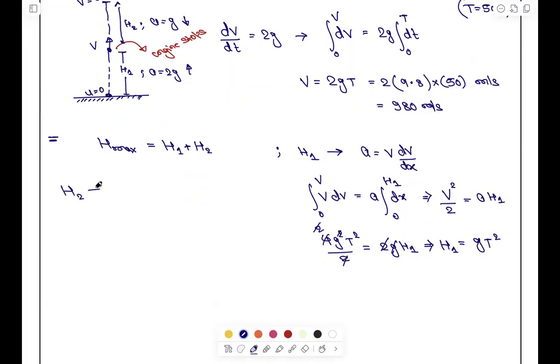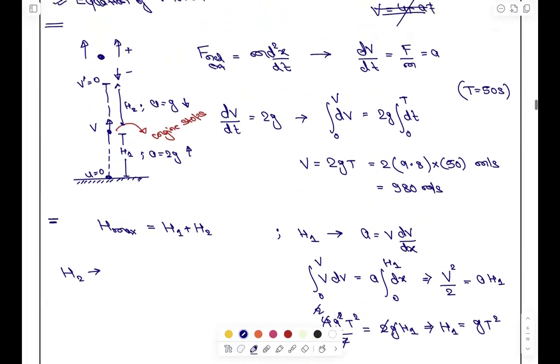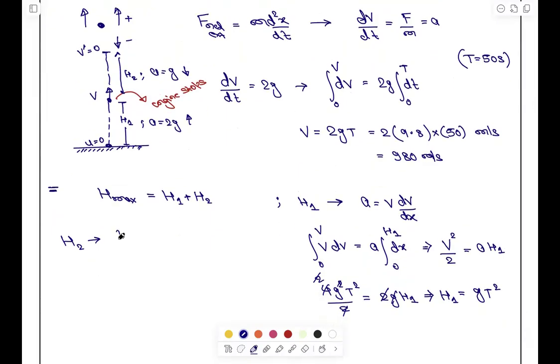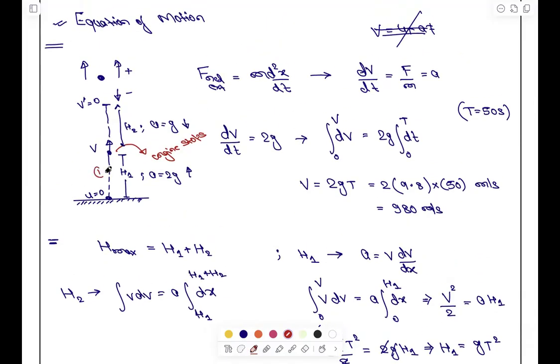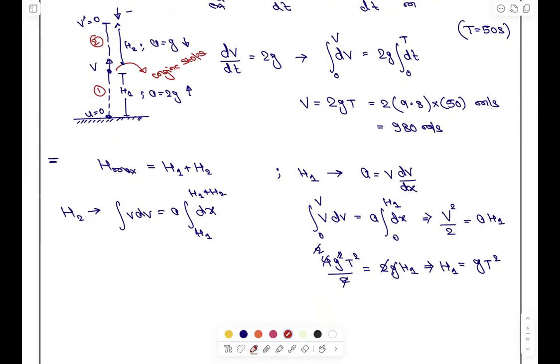For h2, what can we do? We know it is going from v. The same thing we can apply here also. So integration of v into dv is equal to a into dx. This is for the first scenario we were talking about, and this is for the second scenario, where it is going from h1 to h1 plus h2. So now you can understand that the velocity is going from v to 0.